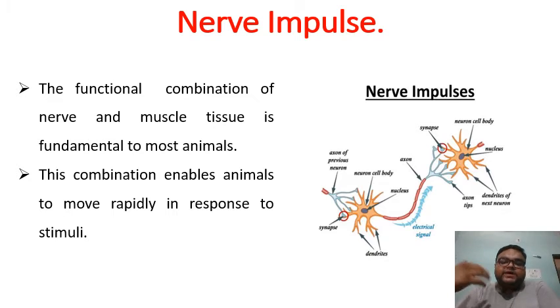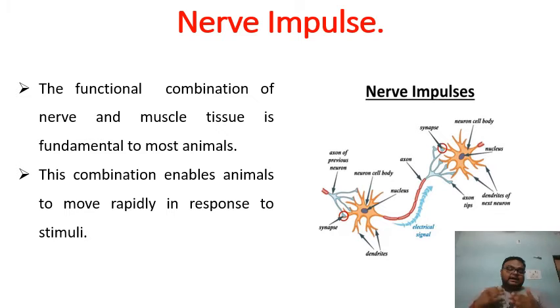Now, what does this functional combination do, students? This functional combination enables the animals to respond rapidly to stimuli, right? So suppose I'm going to throw this piece of metal at you, right? What will you do? You will flinch, right? So what is happening? You are sensing this thing coming towards you, and your brain interprets it and tells your muscles, tells your body, that okay, you need to get out of harm's way so that this thing coming towards you will fly right past you and will not cause any hurt to you, right?